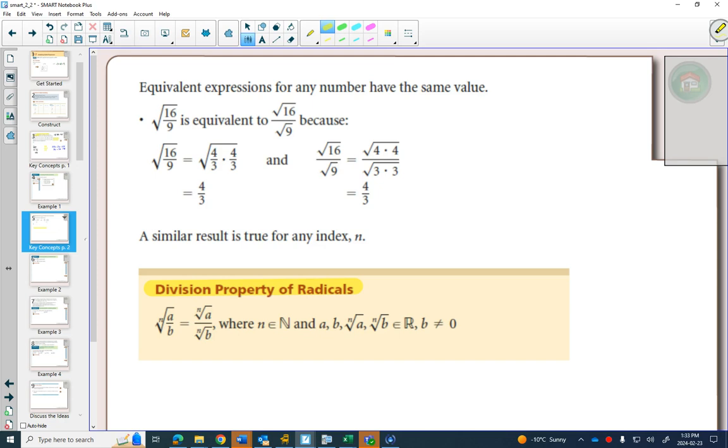Highlight, in the middle of the page, the division property for radicals. Just like multiplying radicals, we discovered it was a normal thing like we're used to. You can multiply a square root times a square root and get an answer inside of a square root. The same is true for division. We already found out that adding and subtracting does not work this way. But multiplying and dividing does work for radicals.